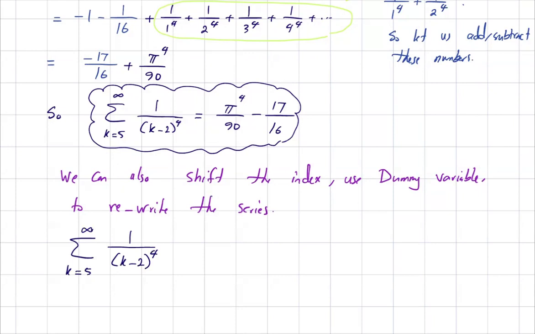What I'm going to do is introduce a dummy variable, n, and set it equal to k minus 2. So wherever I see k, I'm going to use n plus 2. When k starts at 5, my n starts at 3. So this can be written as the summation of n starting at 3 going to infinity of 1 divided by n to the 4th.